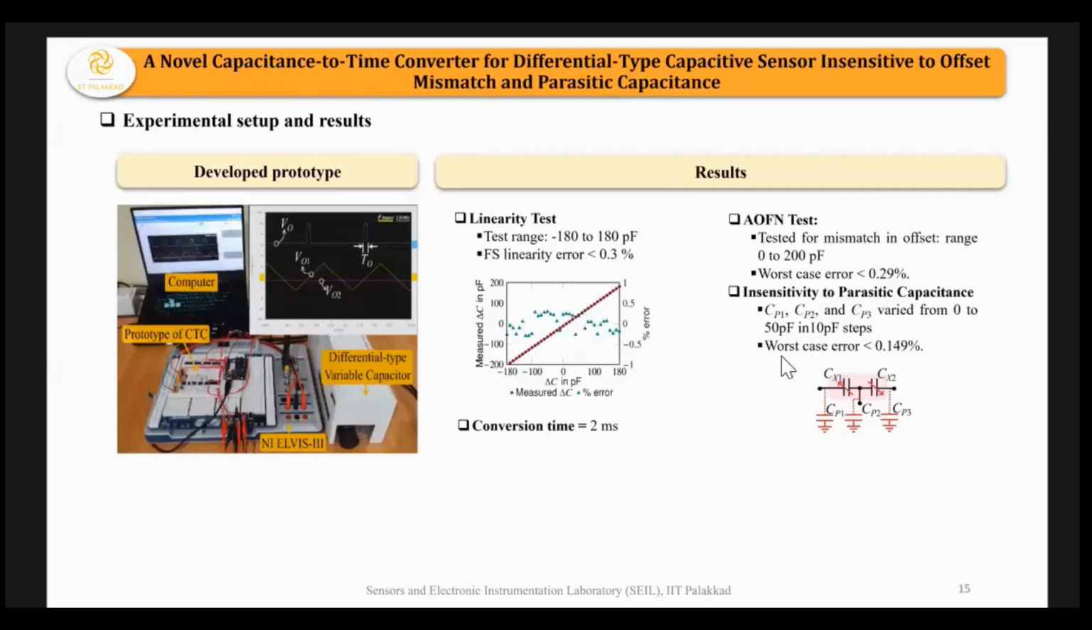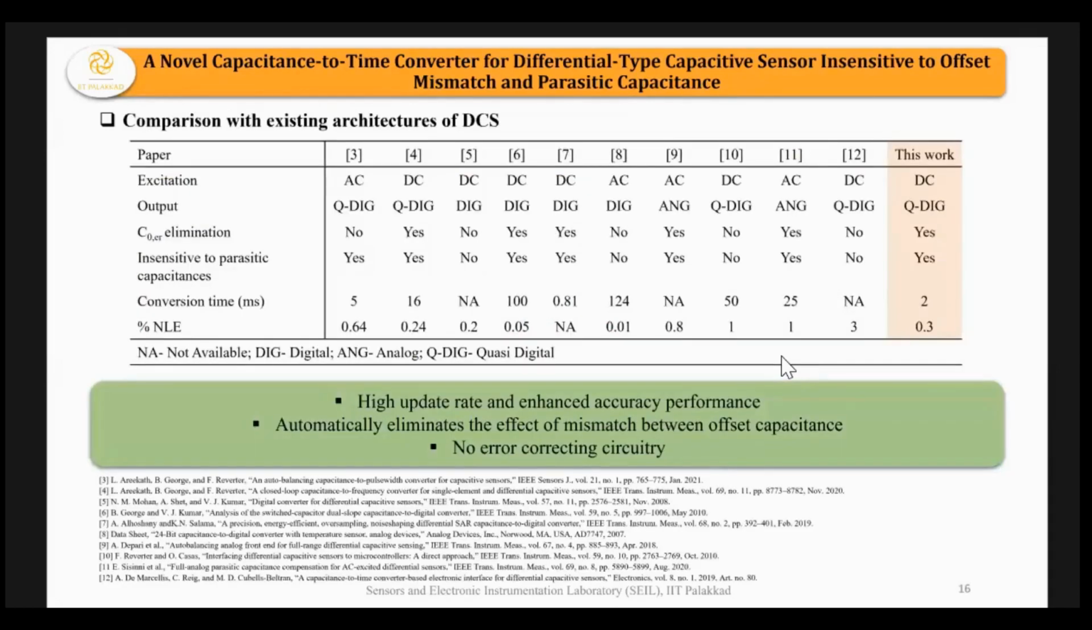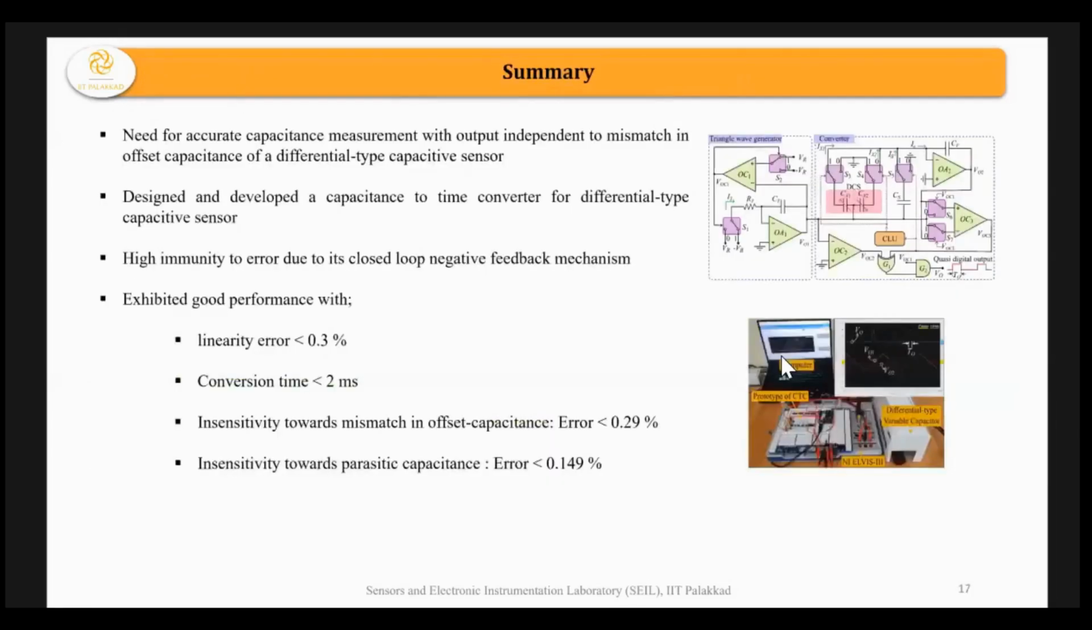So it's again negligible. Compared to the existing architecture, it has a high update rate of 2 milliseconds, and it automatically eliminates the effect of mismatch between the offset capacitances. There is no extra error correcting circuit required, because the CLU itself controls the on time of both CX1 and CX3. That is the advantage.